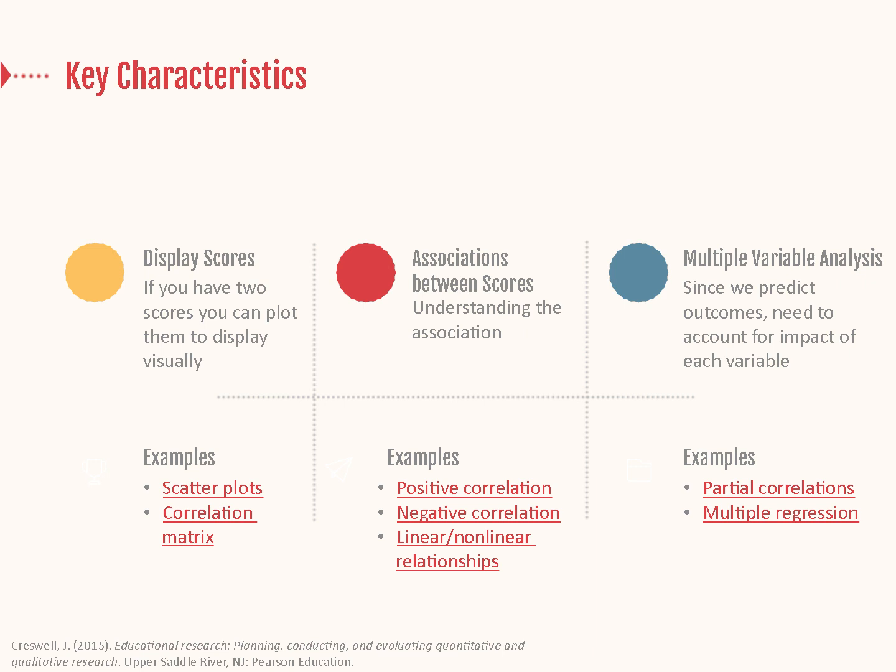Last, we need to analyze the variables. Since we predicted outcomes, we need to account for the impact of each variable. Things that help with this are partial correlations and multiple regressions. Click on the hyperlinks to find out additional information.